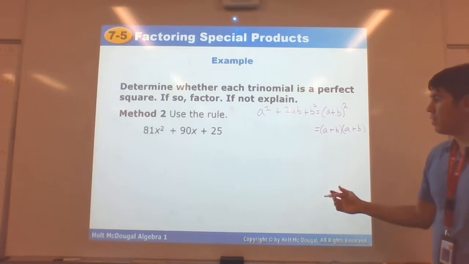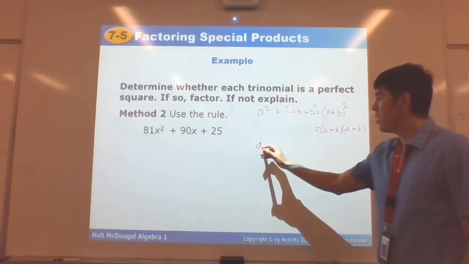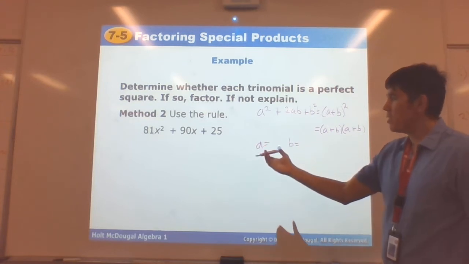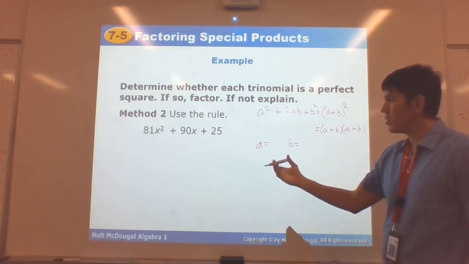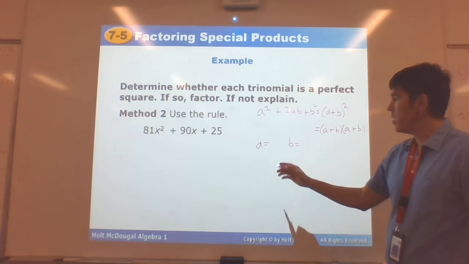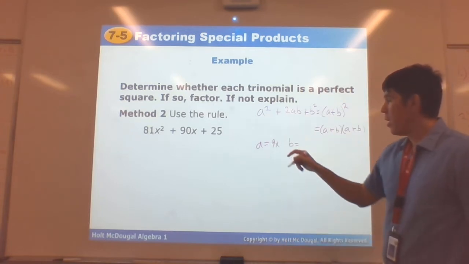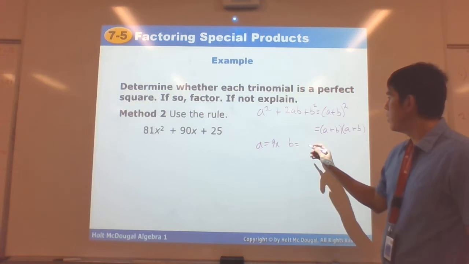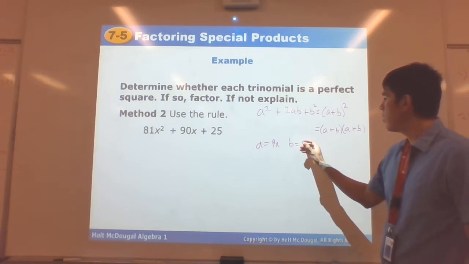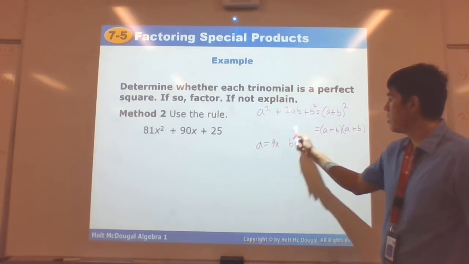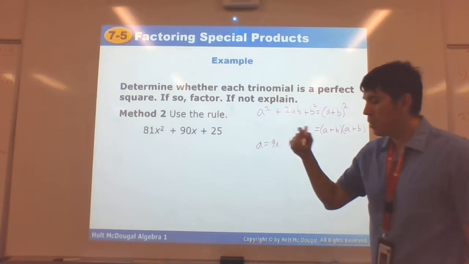To see if it follows the rule, we must first identify what my a value is and what my b value is. My a value in this case is going to be 9x, and then my b value is going to be 5. Think about plugging it over here, 5 over here, 9 there. Let's go ahead and see if this works.